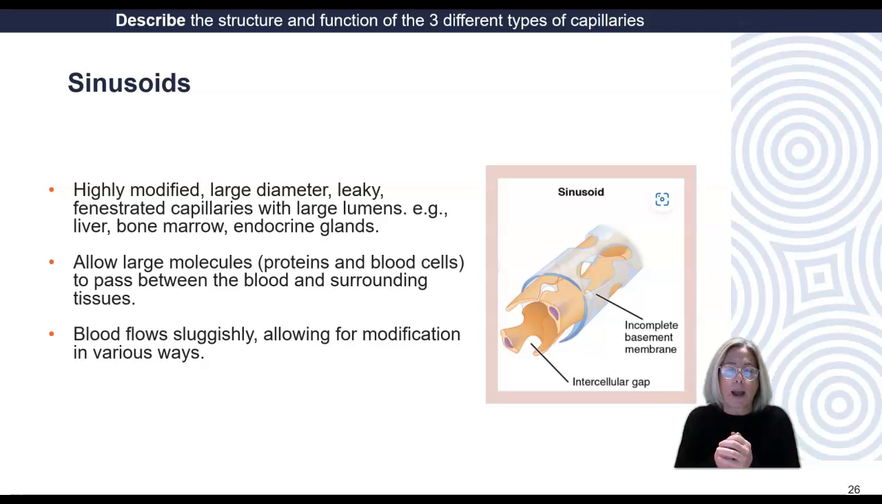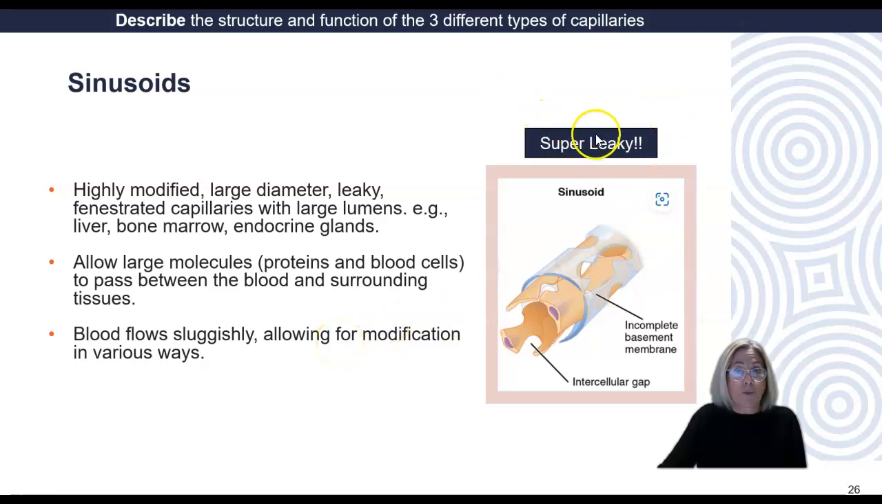And they allow the passage of large molecules, so proteins and even blood cells, like if you think about the bone marrow, to pass between the blood and surrounding tissues. Now, blood flows sluggishly through these sinusoidal capillaries, allowing for modification in various different ways. Okay, so we are going to call these ones super duper leaky, okay? So they are the three types of capillaries: the continuous capillaries, the fenestrated capillaries, and the sinusoidal capillaries, or the not leaky, the leaky, and the super leaky.